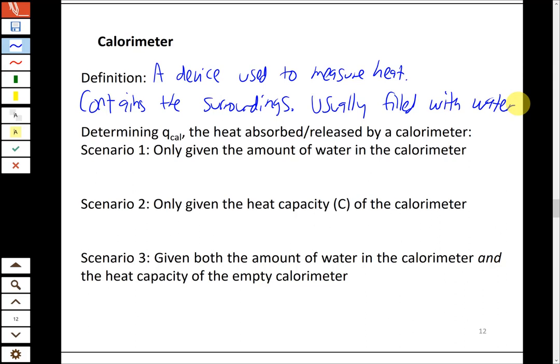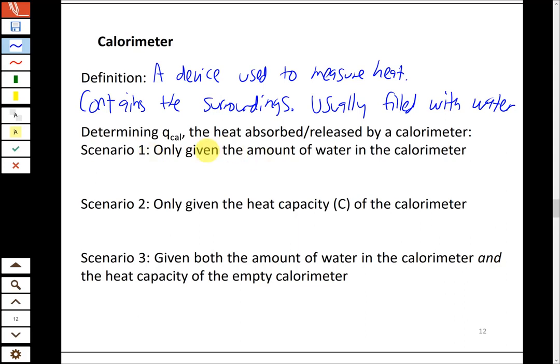So when we have a calorimetry problem, there are different contexts that we can use it in. The two main contexts for calorimetry are either measuring a specific heat capacity of a substance or measuring a delta H or delta E for a chemical reaction. But the equations that we start with are the same in either situation. And so the first thing we're going to want to do is determine what I'll abbreviate here as Qcal. This is the heat absorbed or released by a calorimeter. And there's three possible scenarios depending on the information we're giving you and, in a laboratory setting, depending on how precise you want to be.